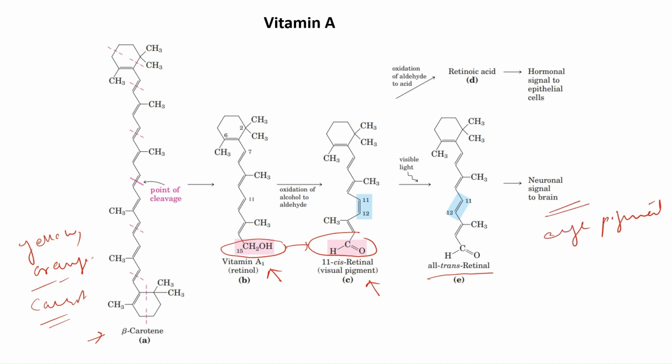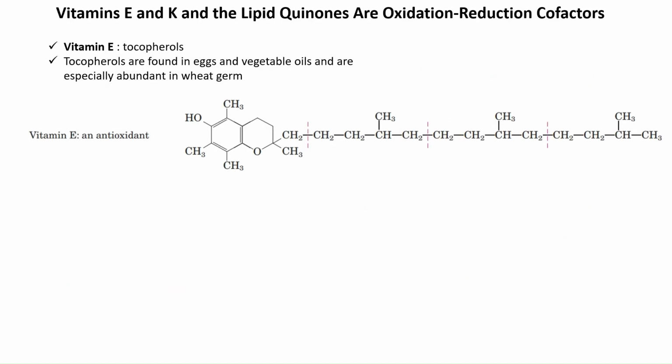This retinal also gets oxidized from this alcohol to acid and forms retinoic acid. This retinoic acid is a hormonal signal to epithelial cells, including skin. So that means this vitamin A has two pathways. Either it can form eye pigment, and also it acts as a hormonal signal to epithelial cells. So it carries two functions. It helps in the generation of rods and cones or eye pigments, and also functions as a hormonal signal for epithelial skin.